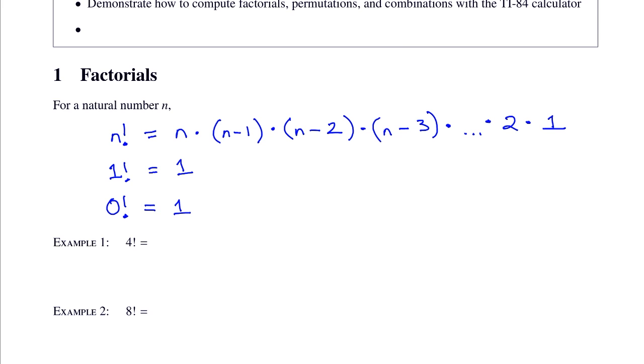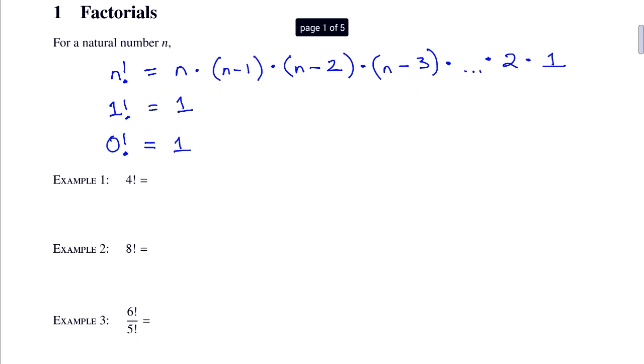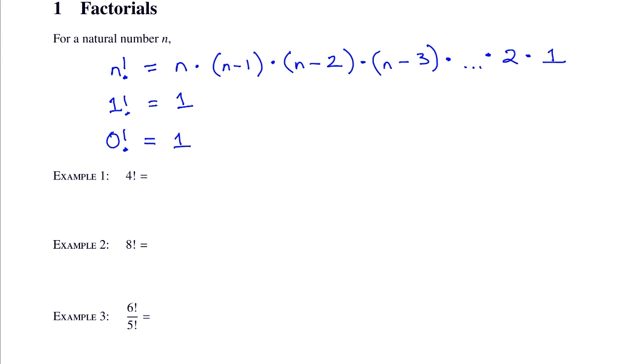So let's do the example. Example 1, 4 factorial. You would start with 4 times 3 times 2 times 1. And that's 24. Go ahead and do the other 3 with your partner. And just so we're all on the same page, on example 4 on the bottom, those 2 factorials need to get multiplied after you do the factorial.